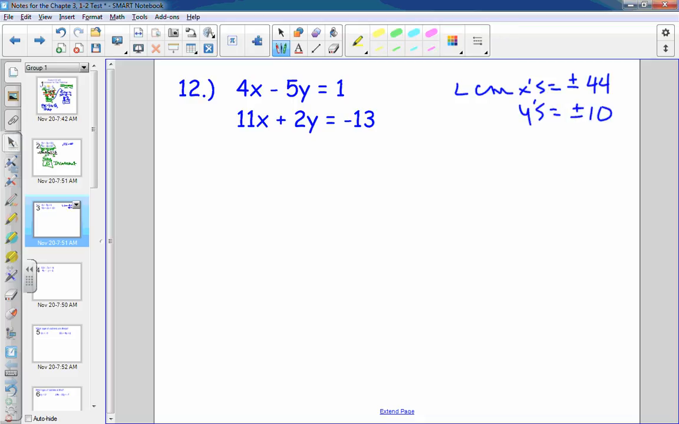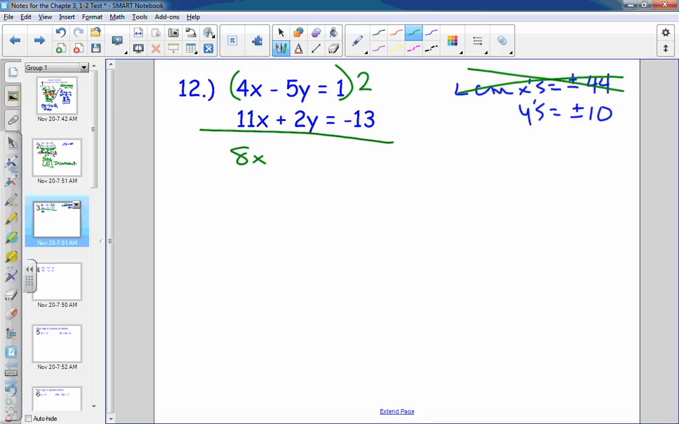So with that said, I have the top equation. It's already a negative 5y. I'm going to focus on eliminating my y's because 44 is just ridiculously large and no one wants to work on that. This is a negative 5y. The bottom one has a positive 2y. Since this is already negative, what am I going to multiply negative 5y by to turn it into a negative 10y? Well, that's going to be multiplying by 2. So this gives me 8x minus 10y is equal to 2.